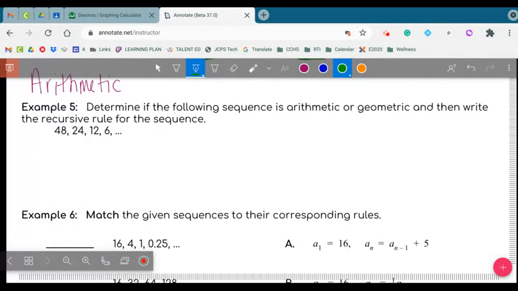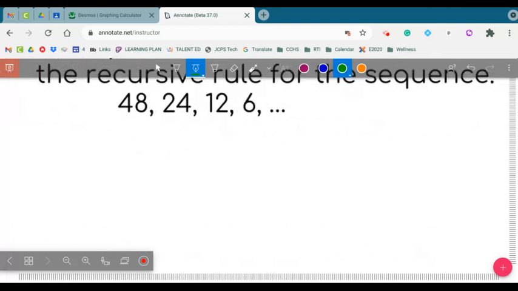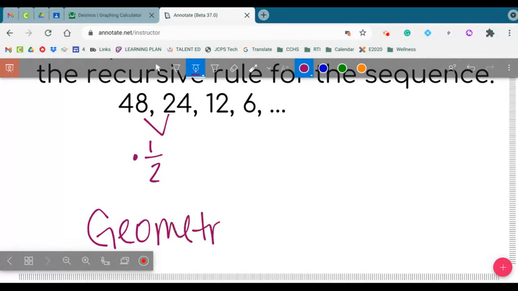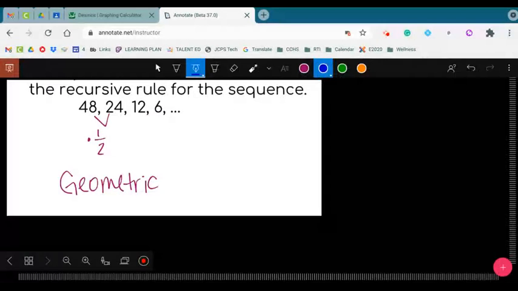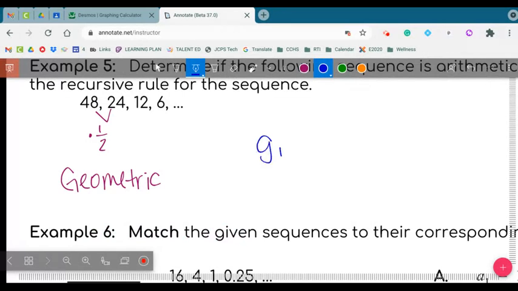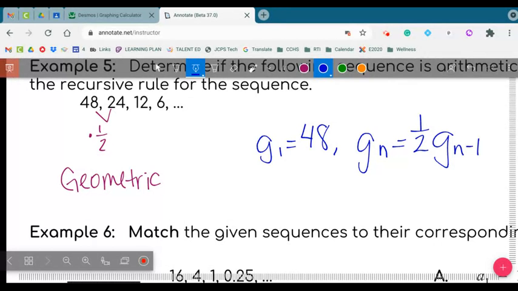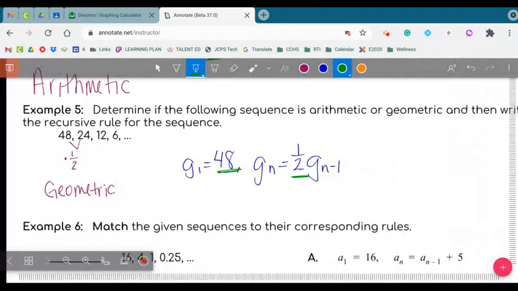Okay, next, same thing. Determine if it's arithmetic or geometric, and then write the recursive rule. So from 48 to 24 to 12 to 6, we're multiplying by 1/2. So this is geometric. So we're going to have our G sub 1 equals our first term, which is 48. We're going to have G sub n equals our common ratio, which is 1/2. Then our G sub n minus 1. So we replaced the first term and we replaced our common ratio, and then we have our equation.